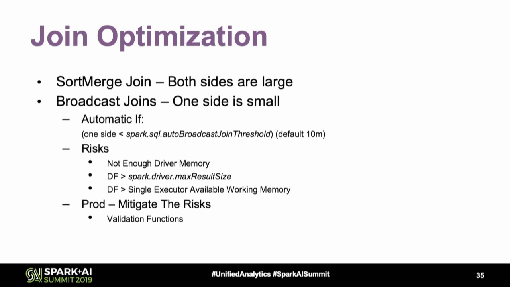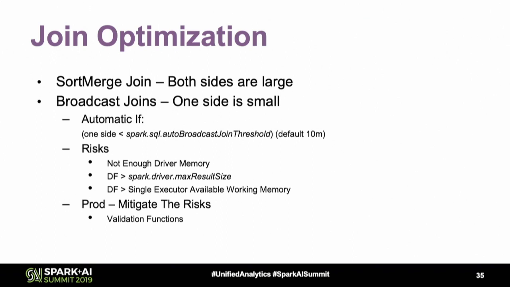So the first one is the sort merge join when both sides are big. If you can't broadcast either side, you have to use that sort merge join. Not bad, but it is expensive and it takes a while. So if you can minimize that, fantastic. The broadcast join is a map side join for the Hive people. It takes one side small and you can broadcast it to the cluster so that it's like an in-memory local hash map lookup. But there are some risks to doing this.